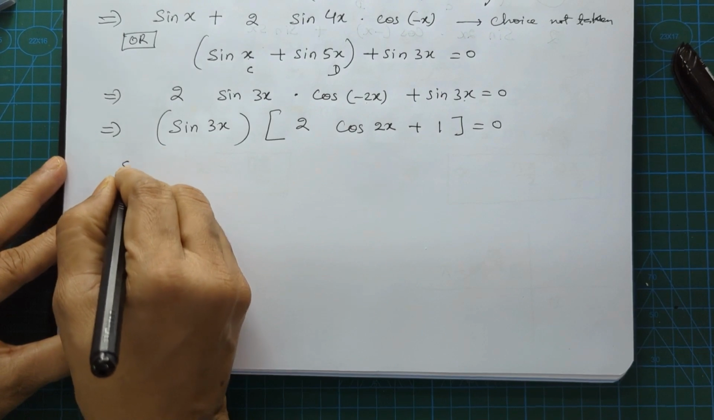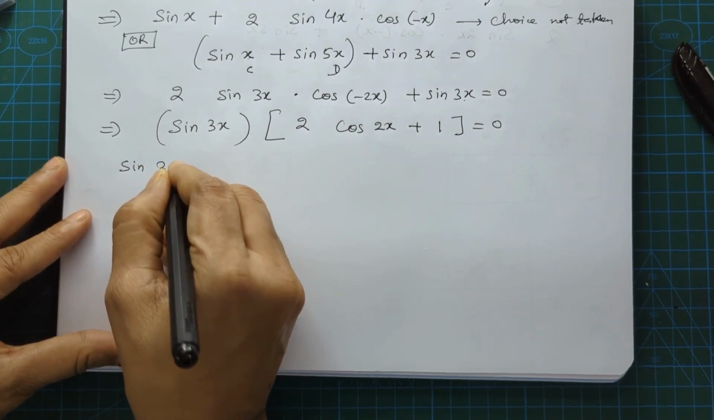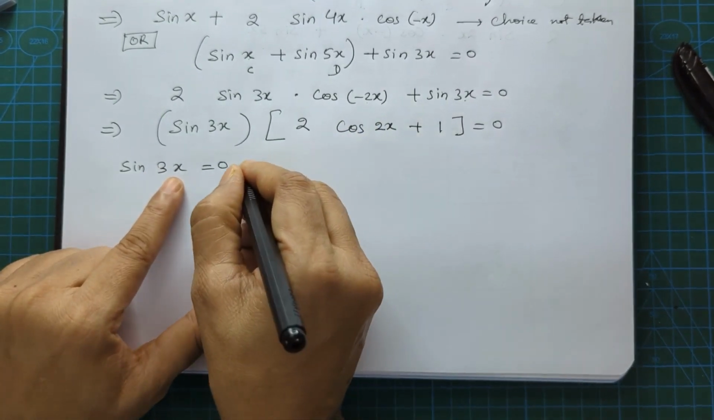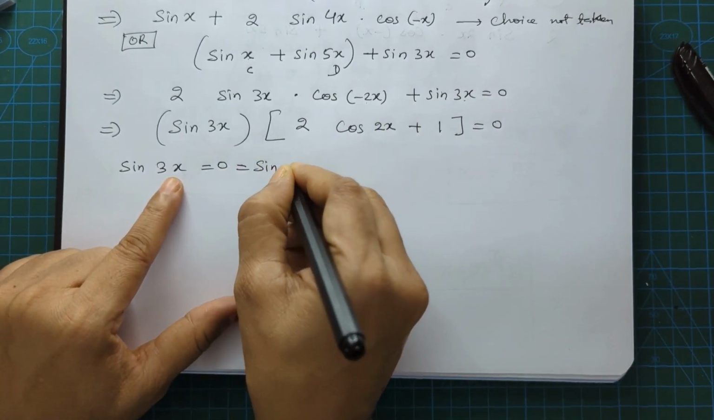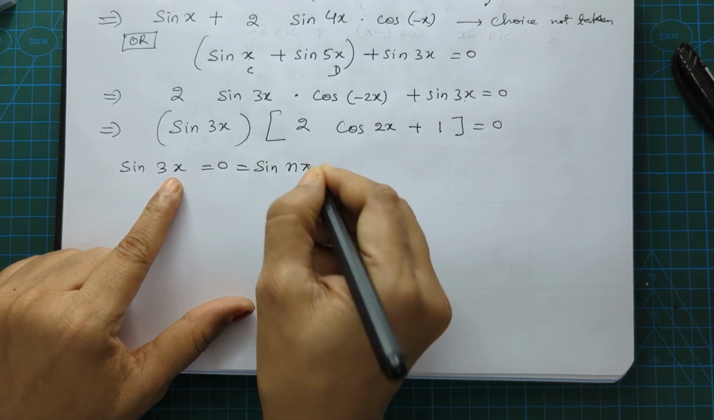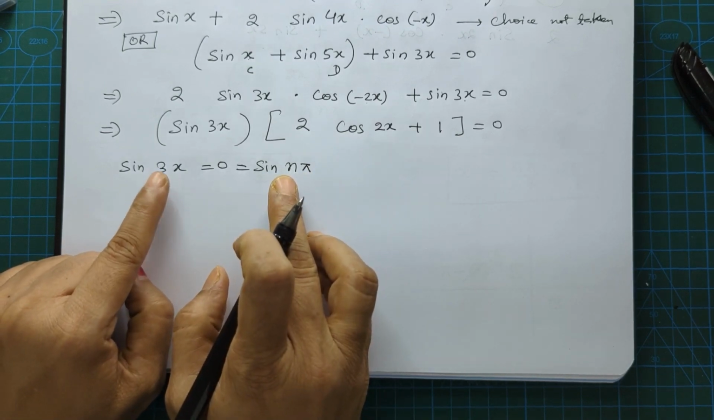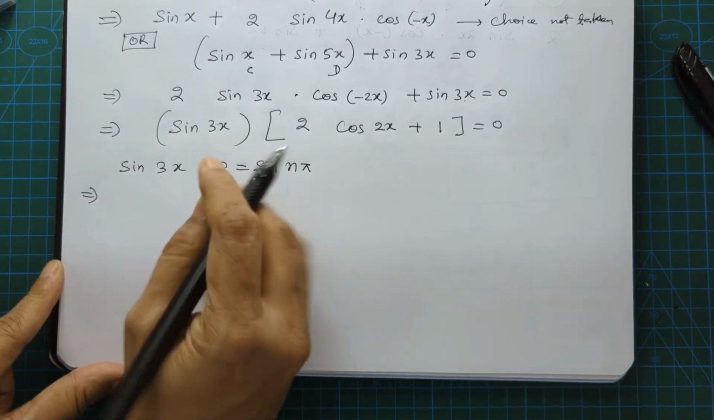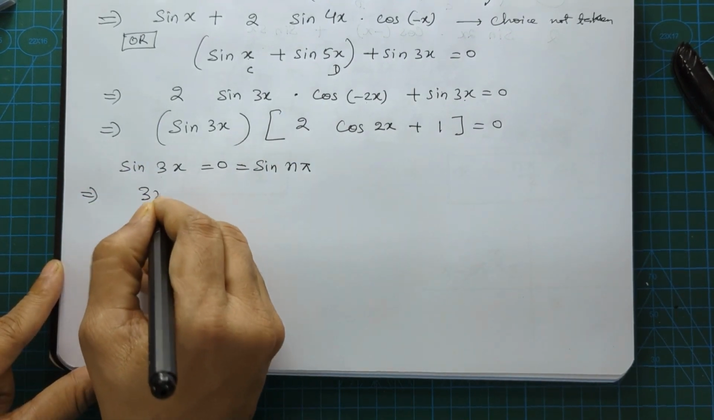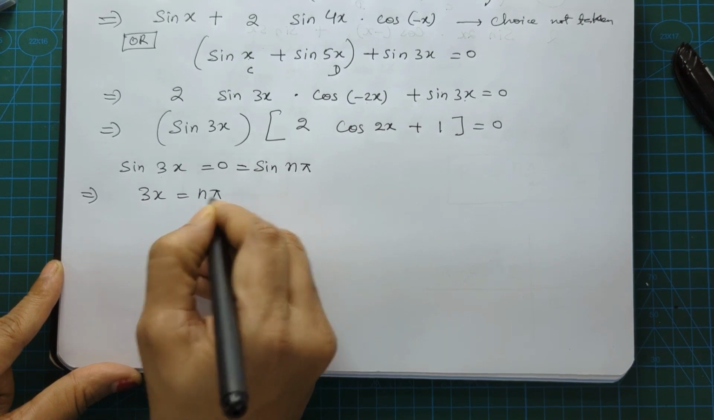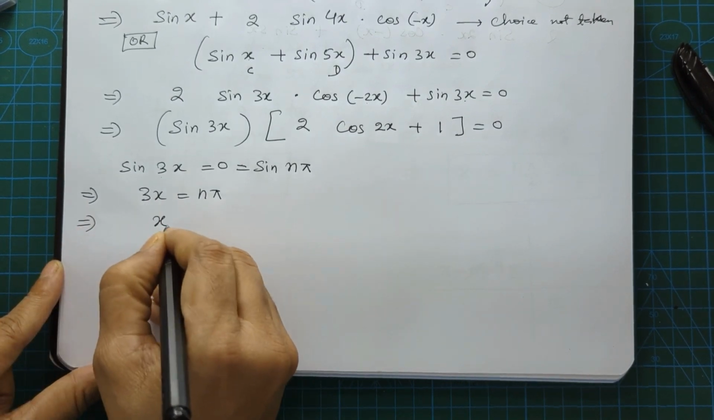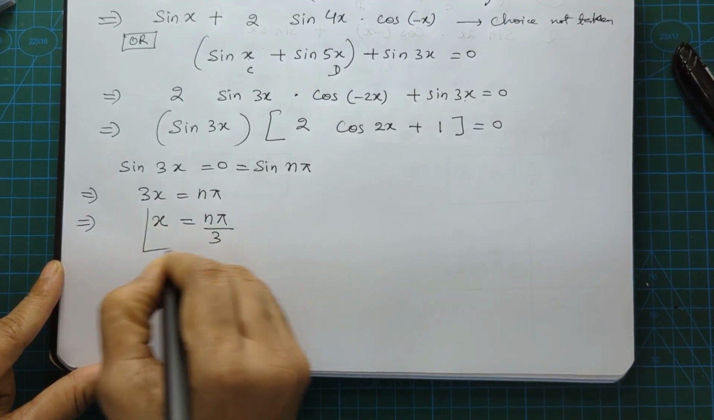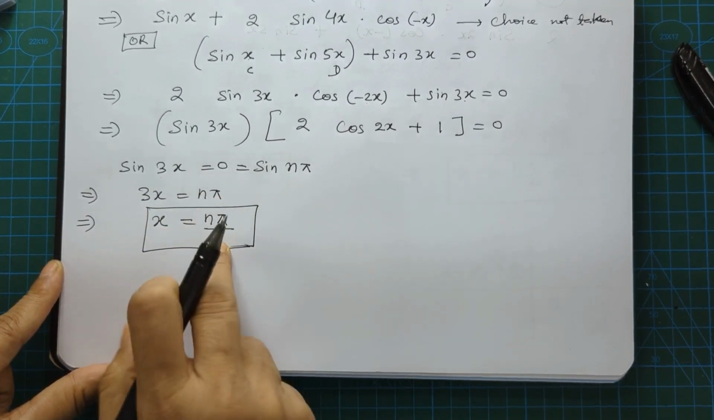So when sin 3x is 0, we have to think about sine of which angles are 0. By this time we understood that sine of multiples of pi is 0. So we have sin 3x equal to sin n pi. Now we can find the value of x on comparing these two. 3x is n pi. Divide throughout by 3, we will get the value of x, which is our requirement, which is n pi by 3. This is one of the solutions.